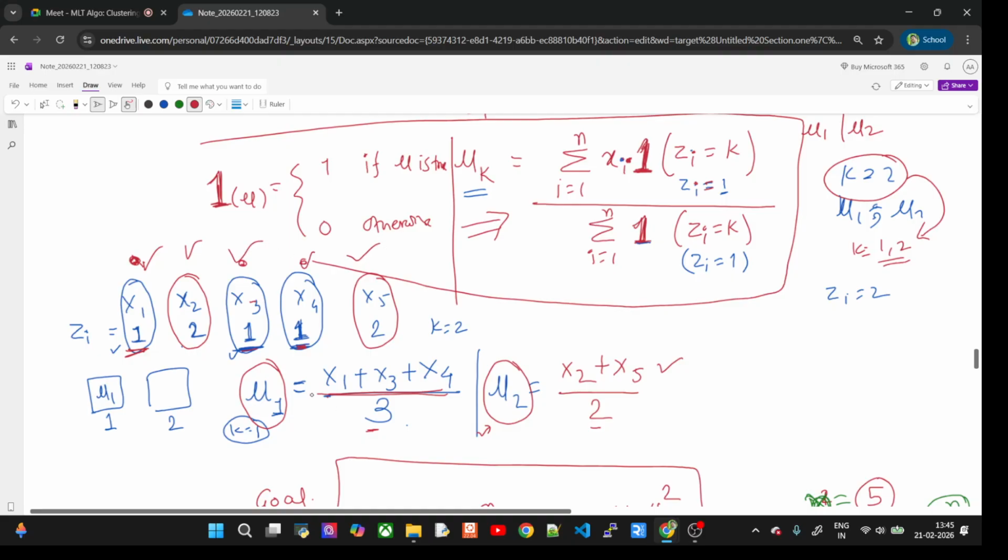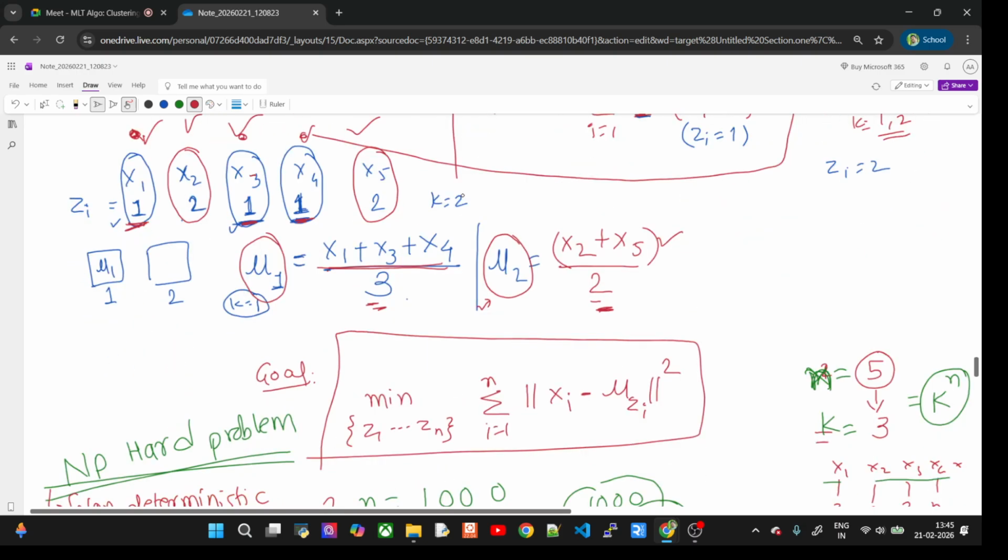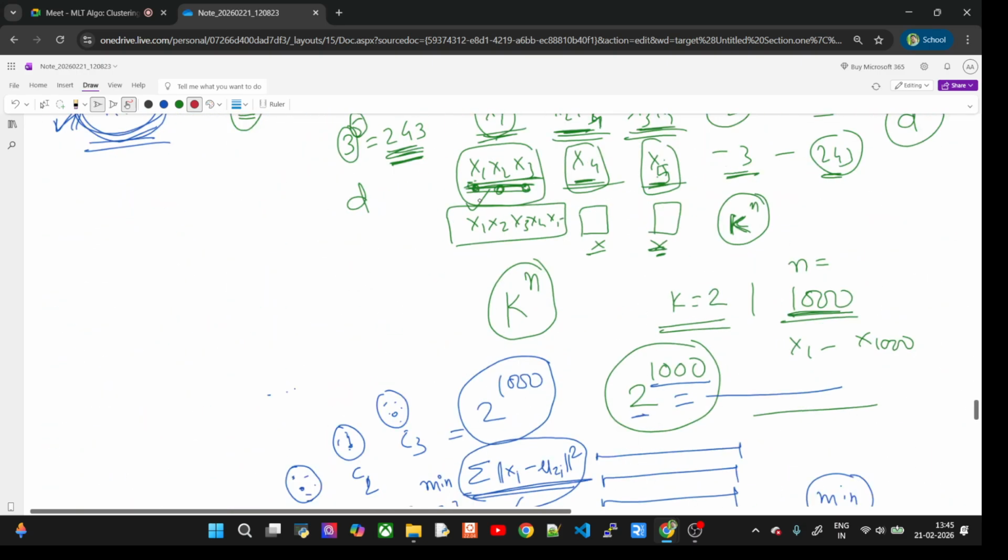Okay, mu1: how you calculated it, you checked which points have 1 as a cluster, you get those points and divide by how many points belong to that cluster. 3 points here, 2 points there, that's why mu2. So these kinds of questions may be asked in the exam for this kind of session.